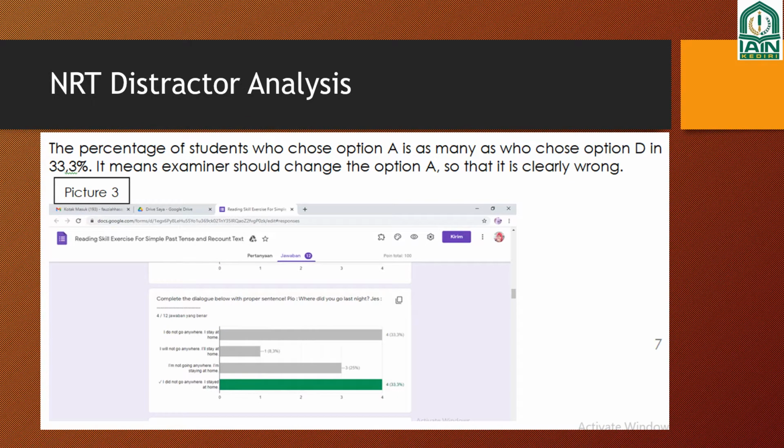And this is like my example above about the structure analysis. It is the result in Google Form. You can see it in the responses part, in the individual tab. So you will see the percentage of each option in your Google Form.